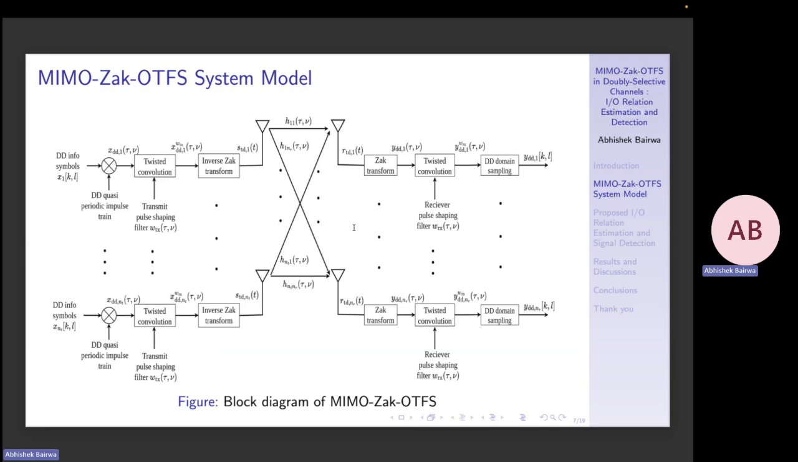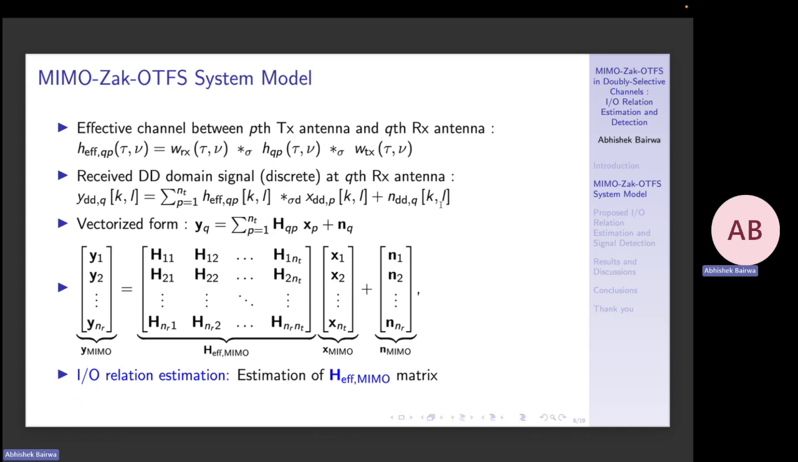Now let's deal with the MIMO Zak-OTFS system. This is the block diagram of the MIMO Zak-OTFS system model, and there are N_T transmit antennas and N_R receive antennas. The physical channel between any transmitter and receiver is denoted by h_qp(tau, nu), where q is the receiver antenna and p denotes the pth transmitter antenna. The effective channel between the pth transmitter antenna and the qth receiver antenna is given by W_RX(tau, nu) twist convolved with h_qp(tau, nu) twist convolved with W_TX(tau, nu).